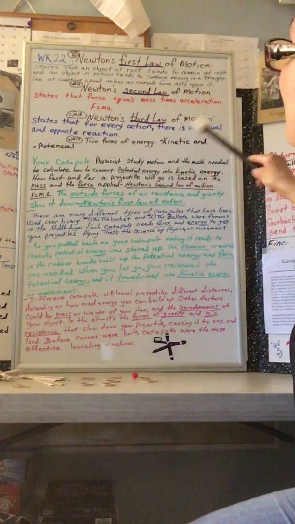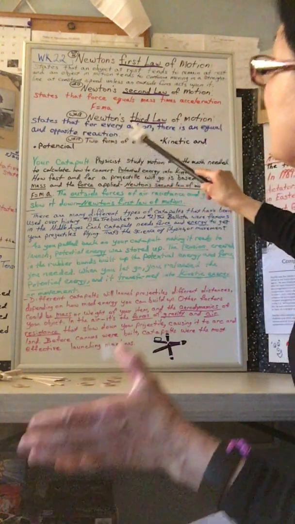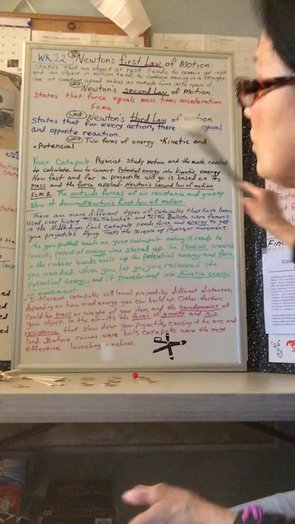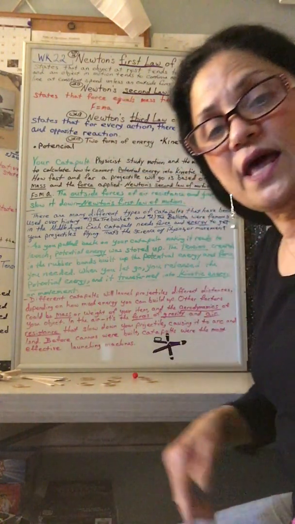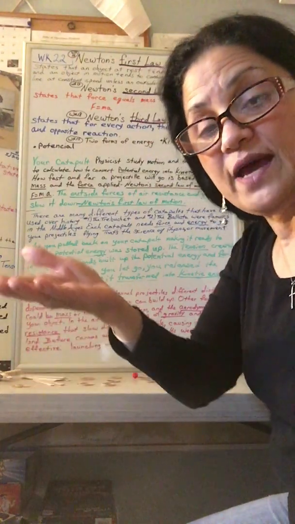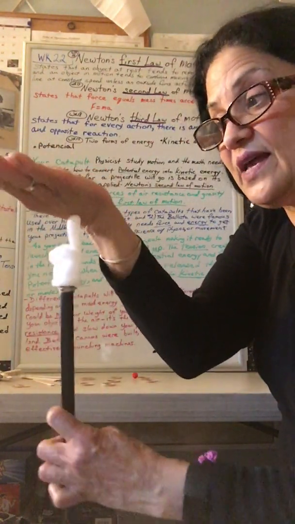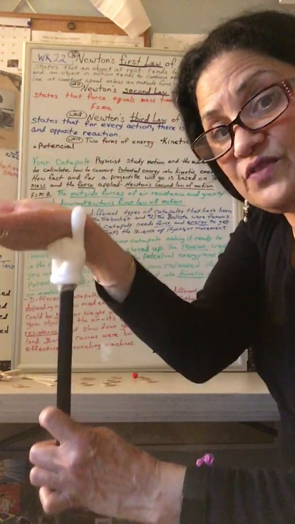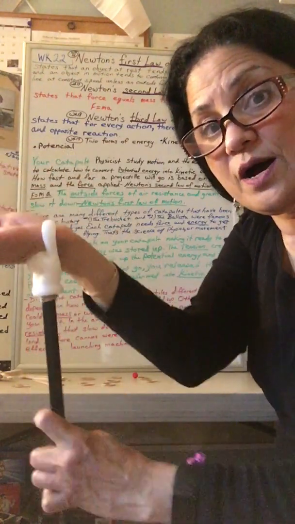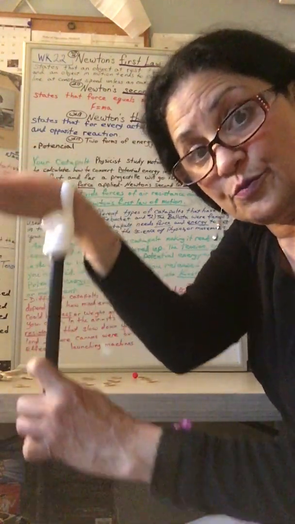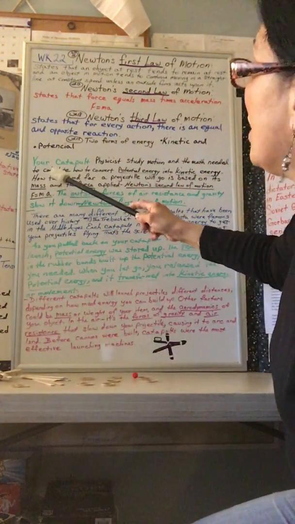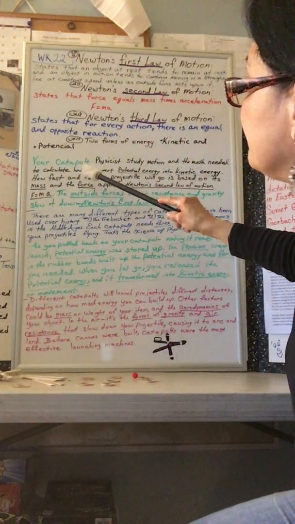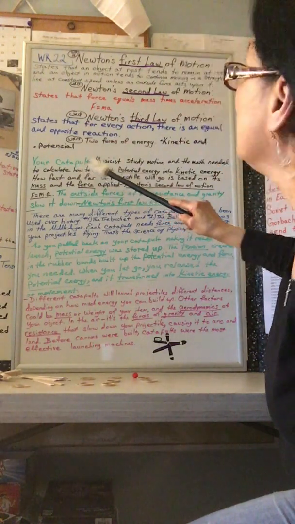Newton's third law of motion states that for every action there is an equal and opposite reaction. Remember that? Just like when we were doing the bridge. When the weight is going down, there's something at the bottom that's going up, so it holds the bridge up. All right, so your catapult is what you're going to be making.